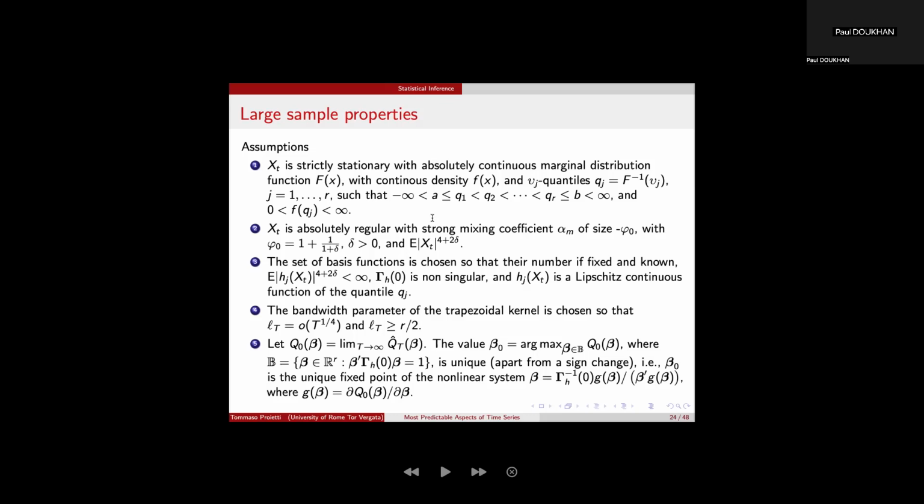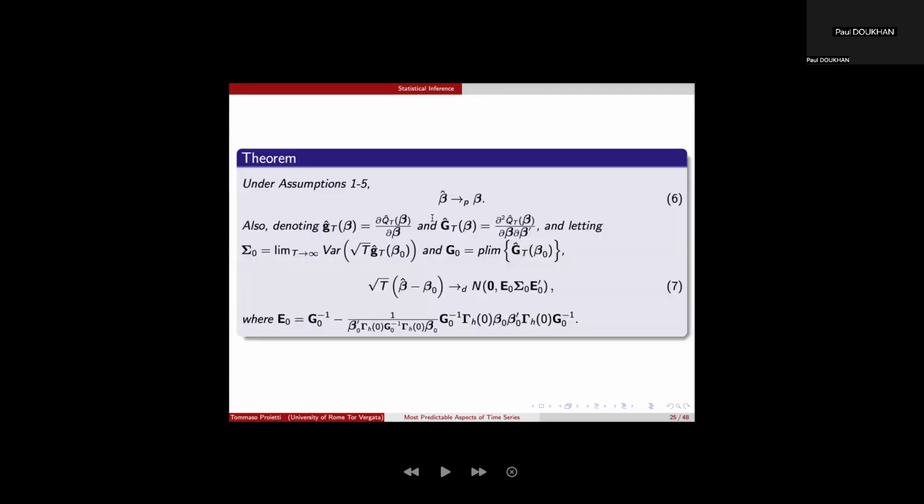And that's not very easy to be very specific about, because if you work out the first order condition for a solution, you come out with a nonlinear system of equations, and so we assume the existence of a fixed point solution for this set of nonlinear equations. Under these conditions, you have a consistent estimator of beta, and you also have some results on the asymptotic normality of the beta hats.